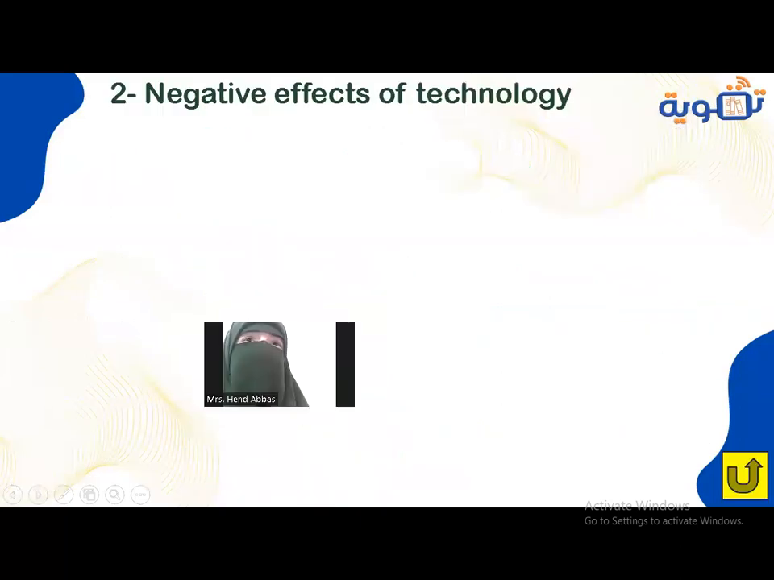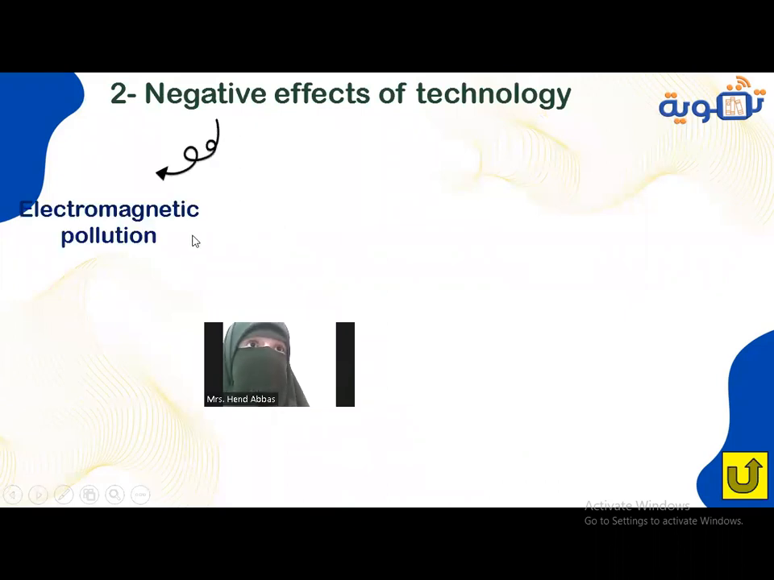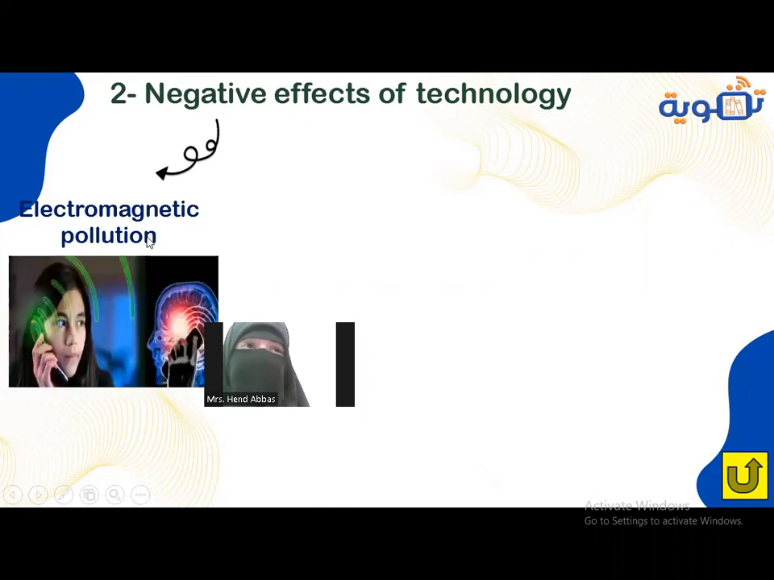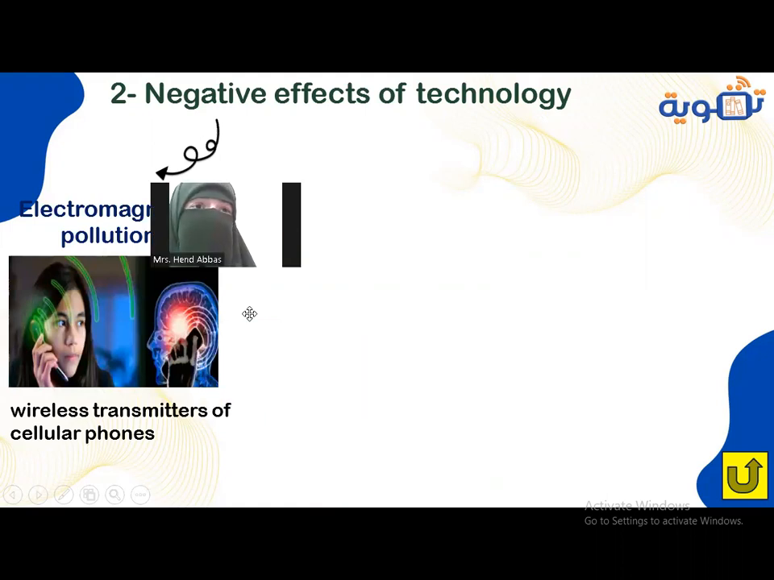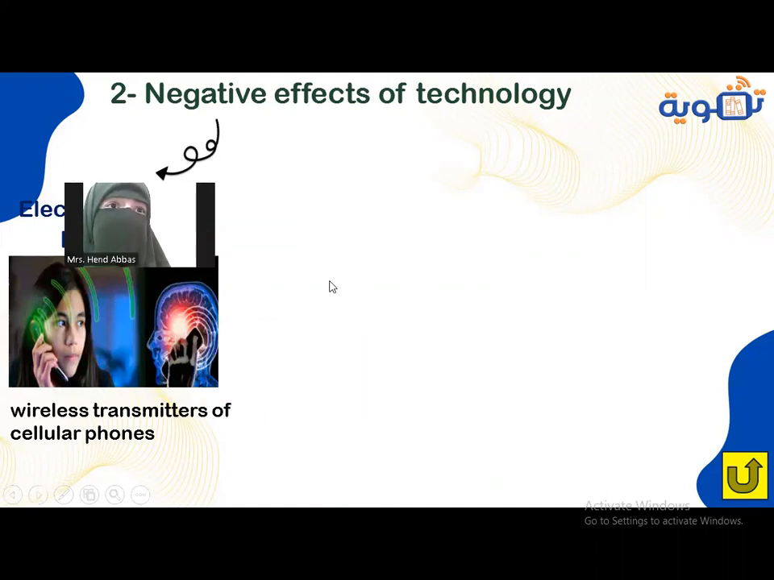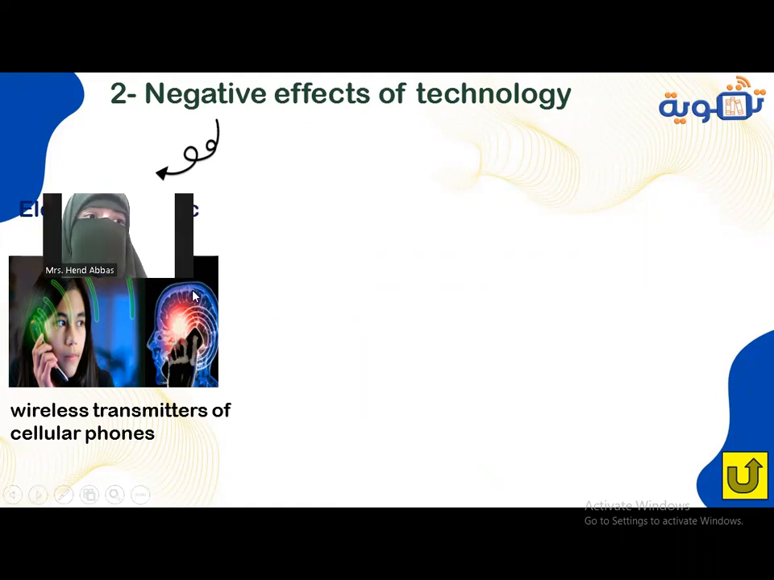Okay, what about the negative effects of using technology? Some technological applications cause electromagnetic pollution. Electromagnetic pollution because of what? Because of using the wireless transmitters of cellular phones. So don't use them a lot, and don't sit beside the router or the wireless transmitters for a long time.